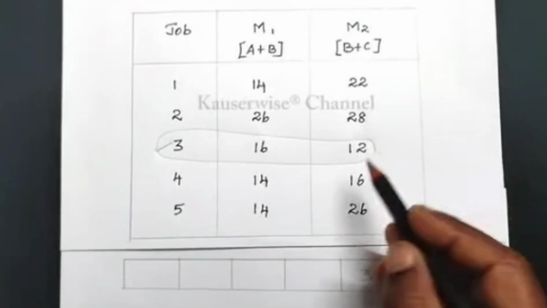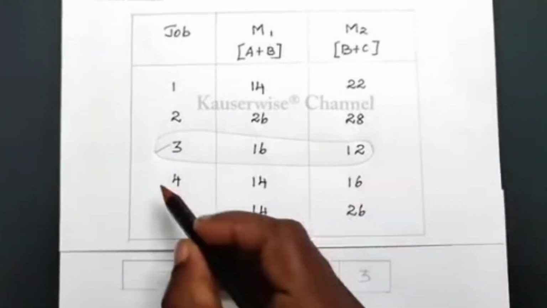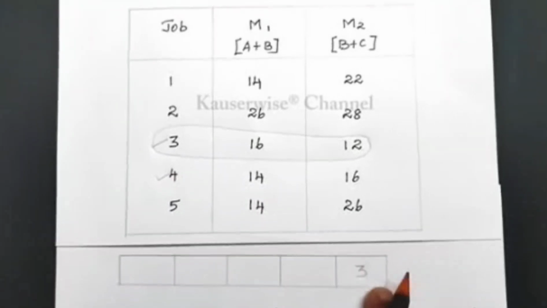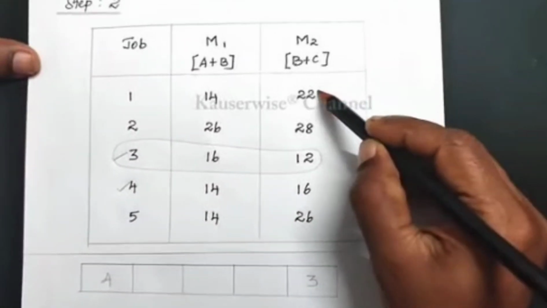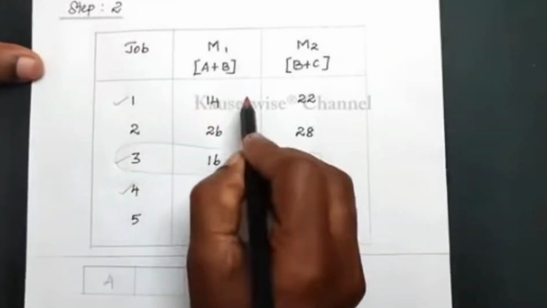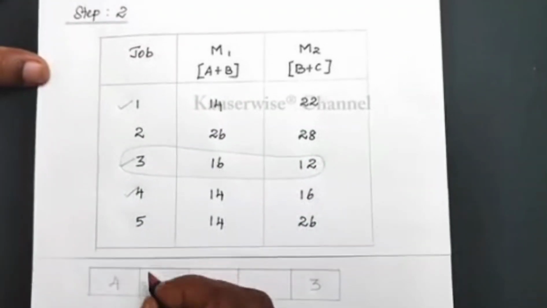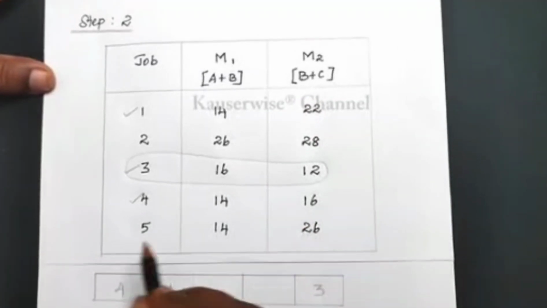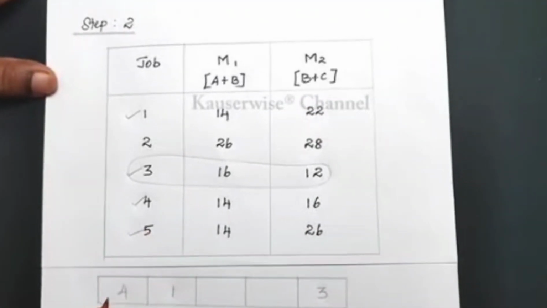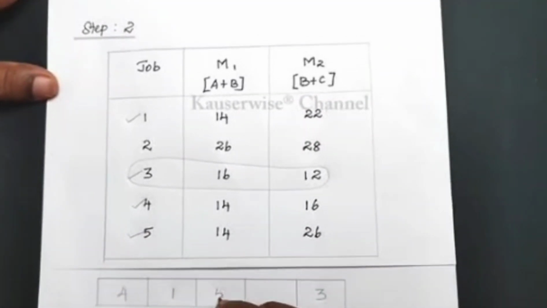So which is the minimum duration? 16 is the minimum duration. So assign this job in the forward direction first. The next minimum duration is 22, so assign this particular job in the forward direction next. Then the next one is 26, so assign this particular job in the forward direction next.